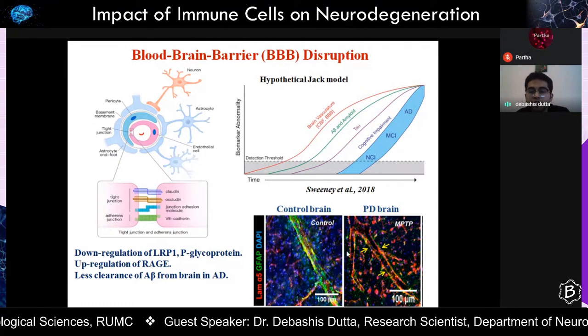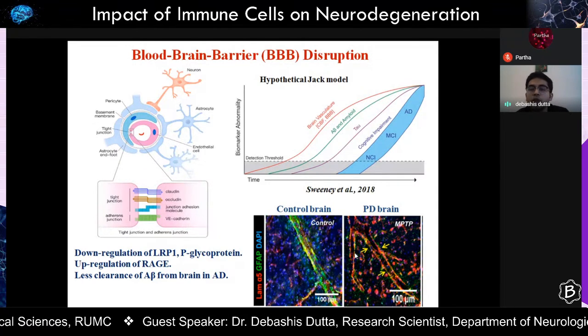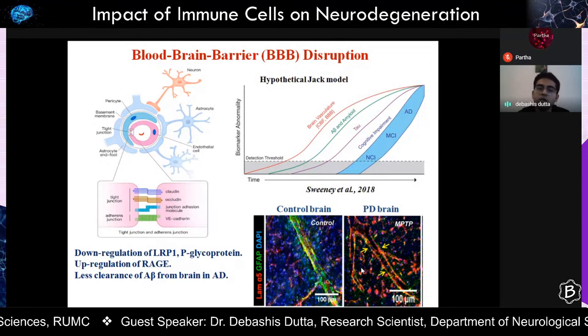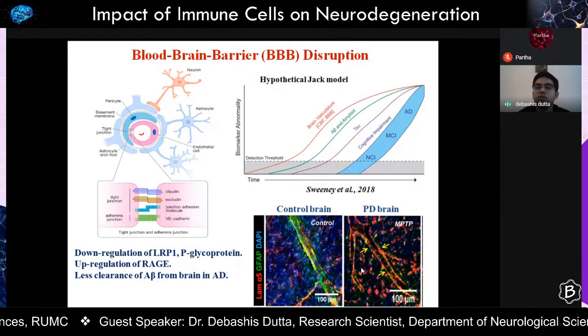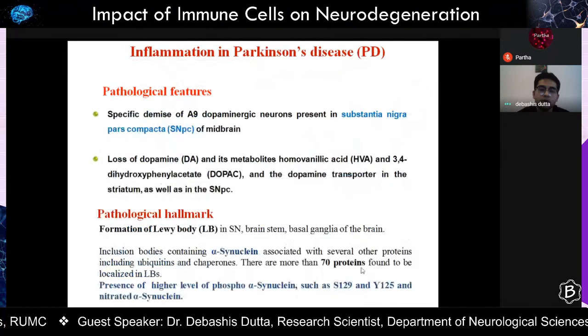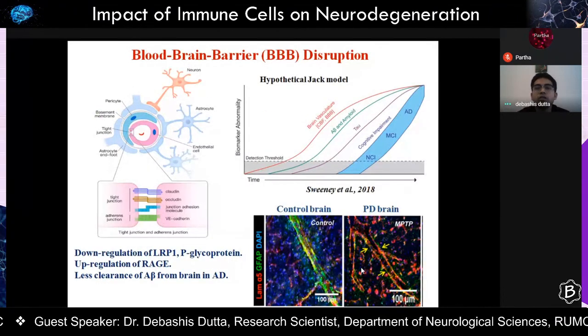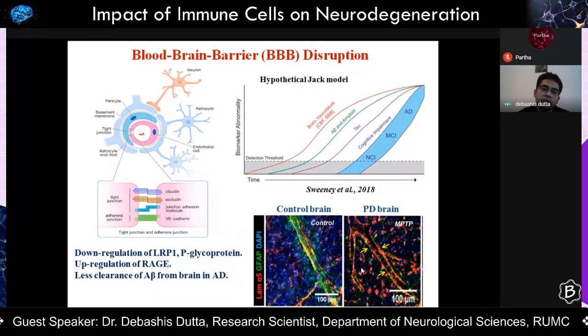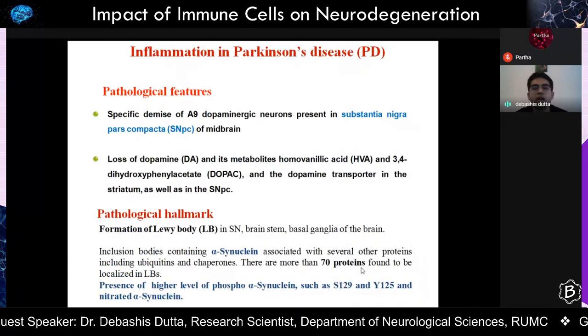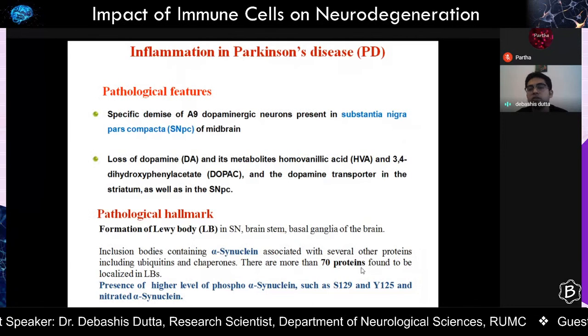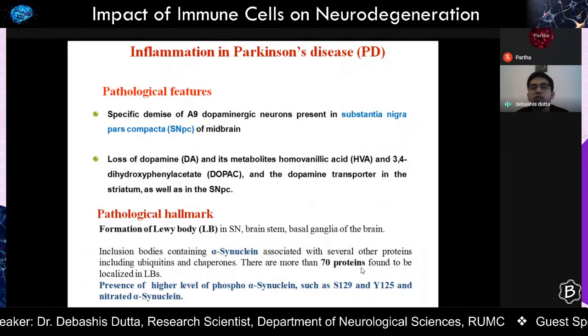So that is the scenario which happens prior to the T cell infiltration or macrophage and monocyte infiltration from the blood into the brain parenchyma. Now, after this point, we are going to discuss the impact of the immune cells and how it hampers the disease conditions in case of Parkinson's disease.